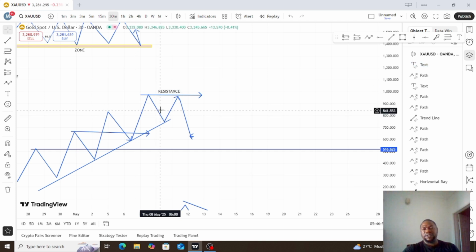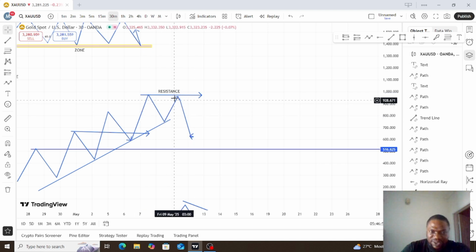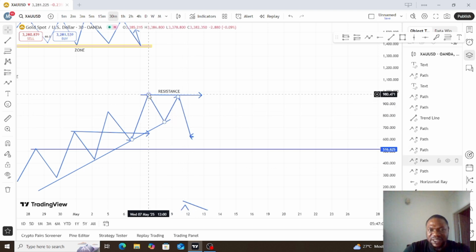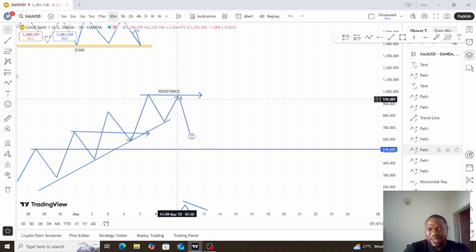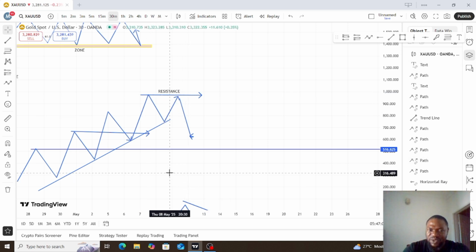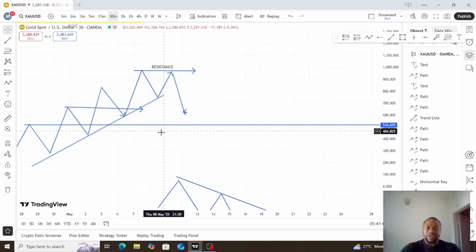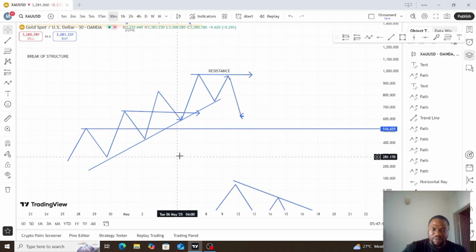So this zone you see is called resistance. This is where sellers are usually staying to see how they can take the market downward, because they have seen that the market cannot break through the previous high. They want to stay here and sell down. I'll tell you how to take your trades as we move along, where to buy, where to sell.